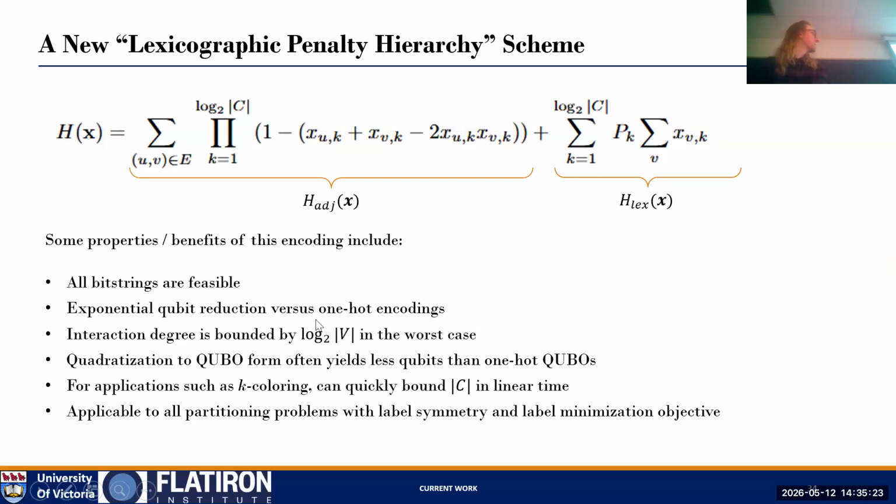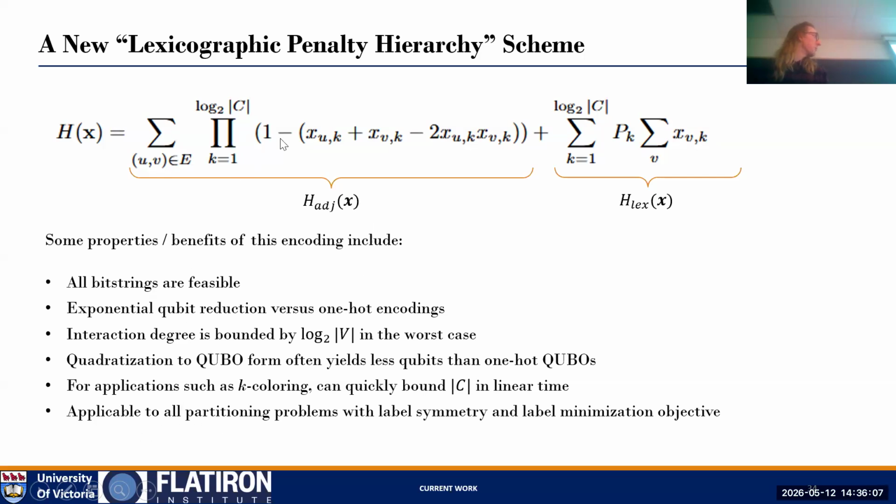Some benefits and properties of this encoding include that every single bit string corresponds to a feasible solution. There's an exponential qubit reduction versus one-hot encoding. Interaction degree is bounded, even though we do have a product here that's bounded by log2 of the number of vertices of the graph in the worst case, when in reality, for certain applications such as K coloring, we can actually lessen that bound quite significantly in linear time. Depending on the graph structure, quadratization, if we take this HUBO and convert it to a QUBO, often there's less qubits than one-hot QUBOs. The locality of the Hamiltonian is less.